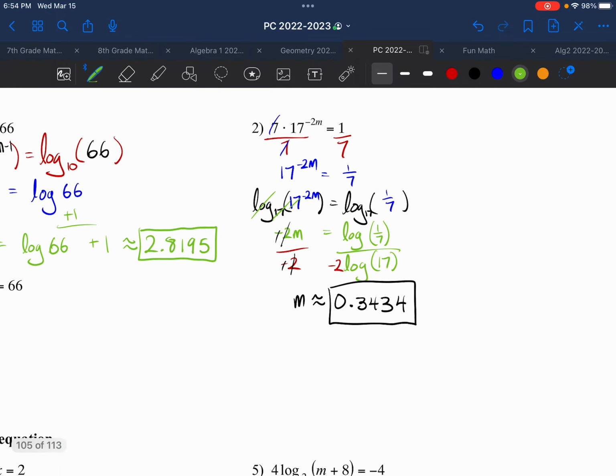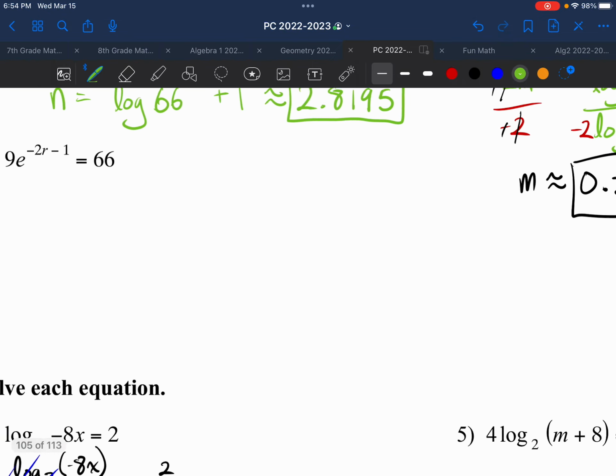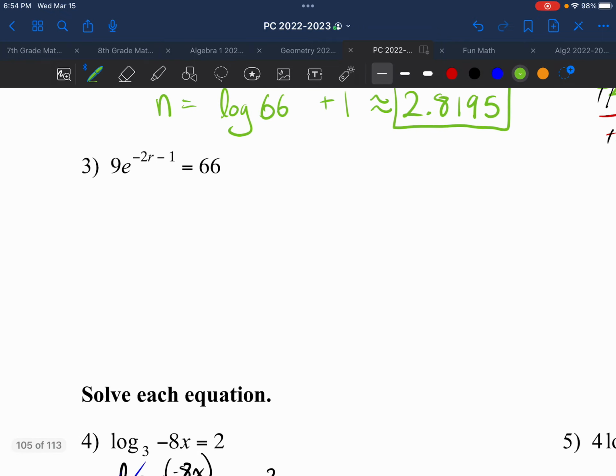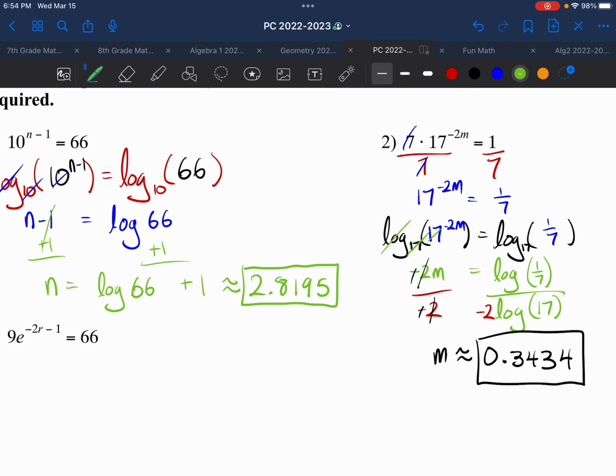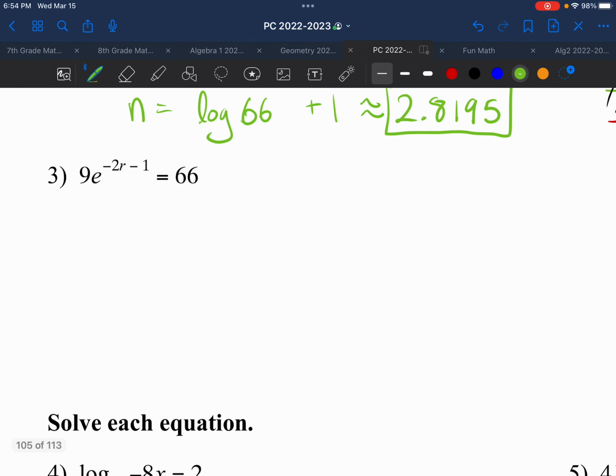Did I miss a problem? Oh my goodness, I missed number 3. My bad, guys. I totally overlooked that. Let's go back to number 3. I was wondering why I had one answer that wasn't circled. All right, this is the much harder question out of the first 3.